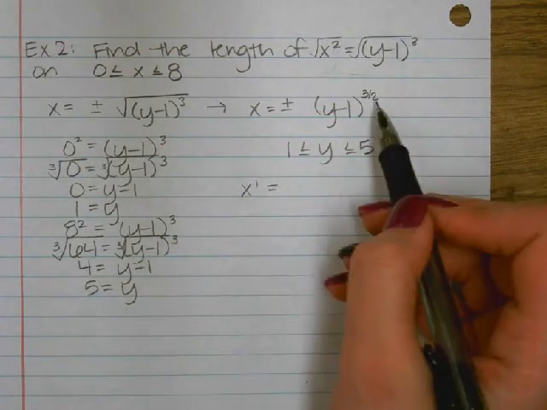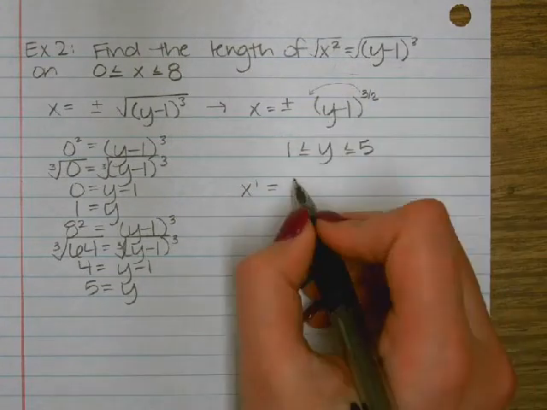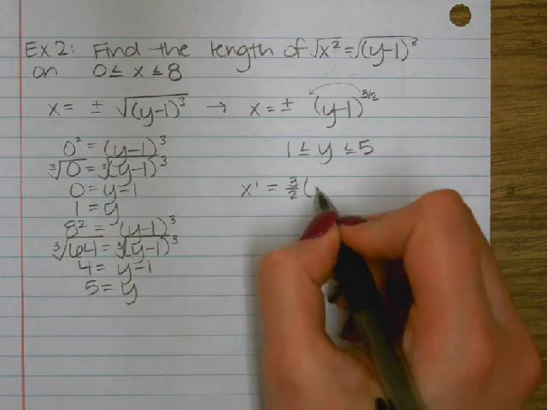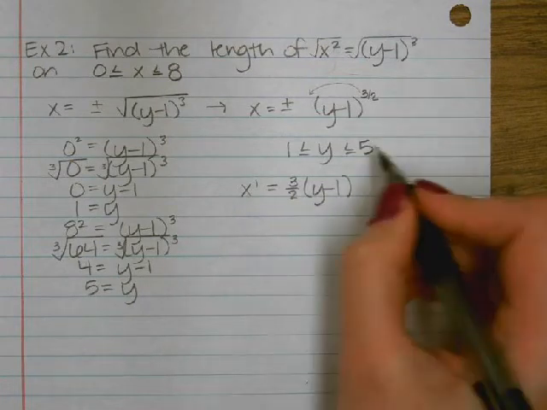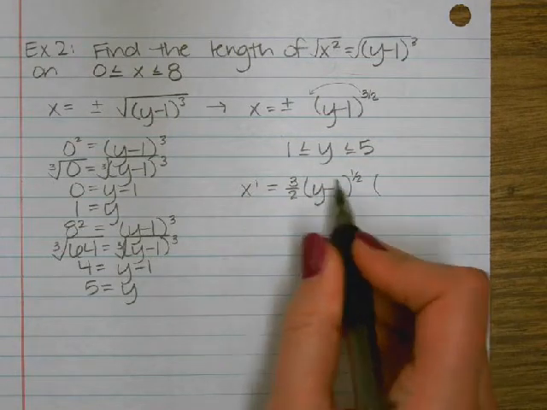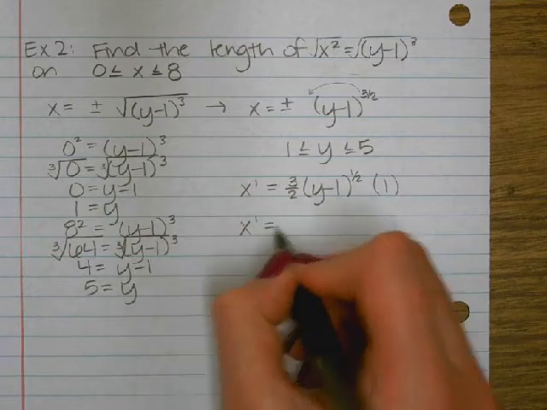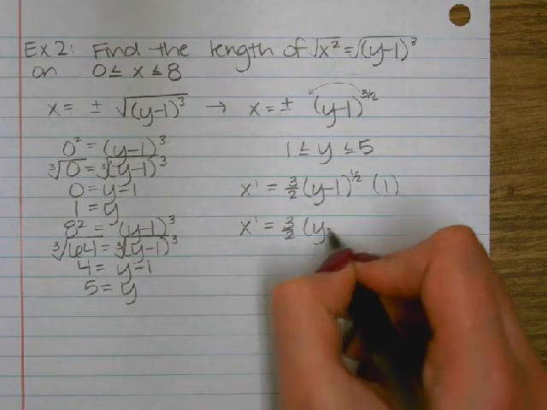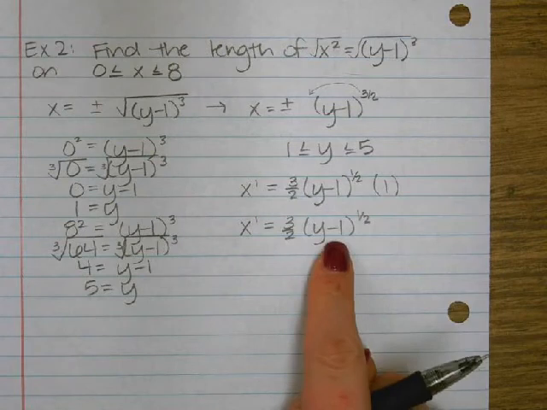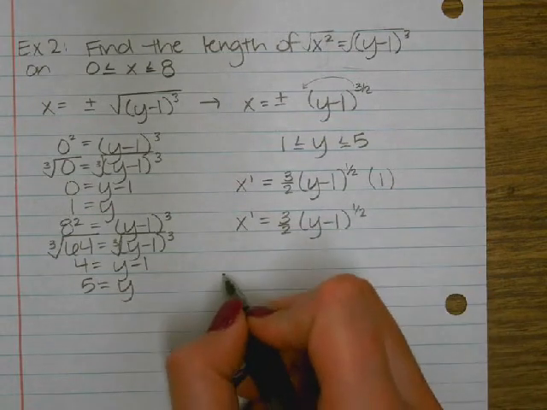So for this one, I'm going to do the derivative of the outside function first. So I'll drop the 3/2 to the front and subtract 1 from the exponent, and then multiply by the derivative of the inside, which is just 1. So my derivative is pretty simple. You can write it as a square root if you want, 3/2 and then square root of y minus 1, if you think that would be nicer to type in. It's up to you.